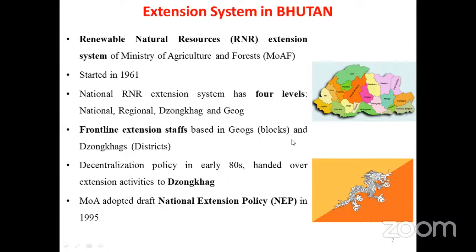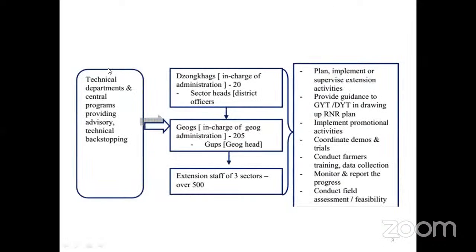Then in the 1980s, they started decentralization, and the district level was the main unit for them. Then they also had the national extension policy in 1995. This is the structure. They have the district level. Okay, they had sector heads at district level, then the block level, and field.